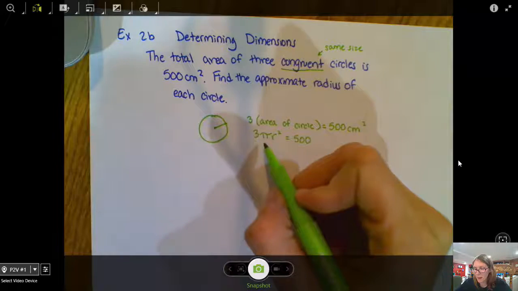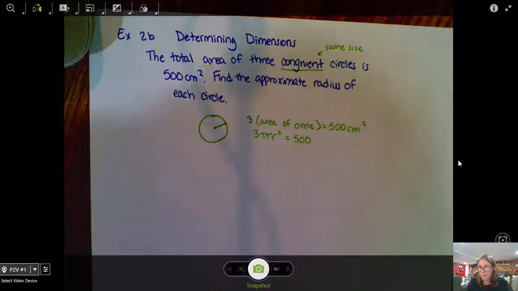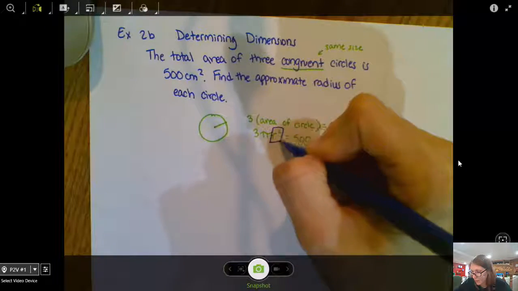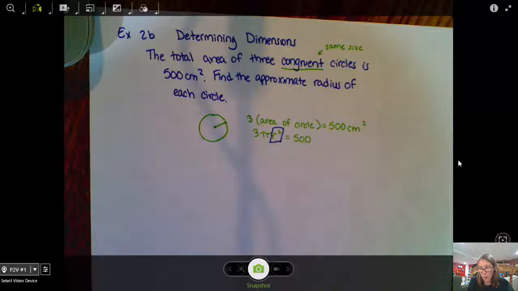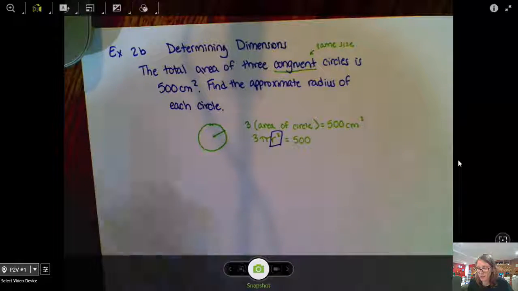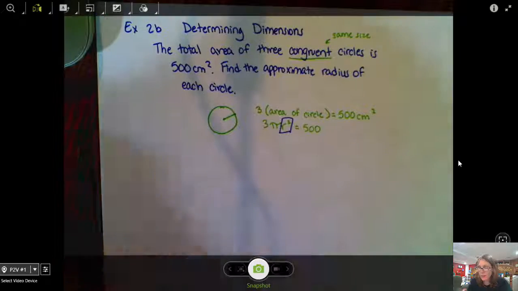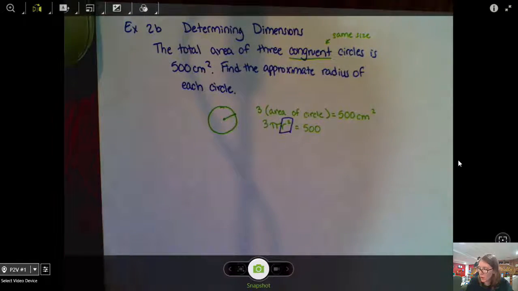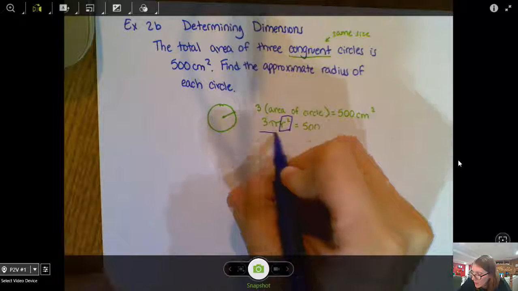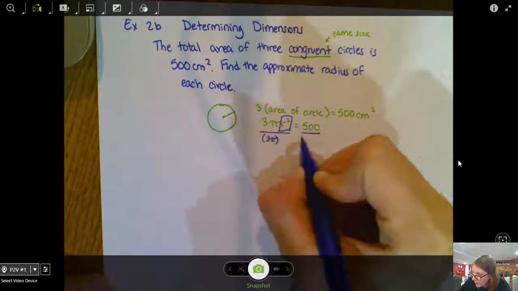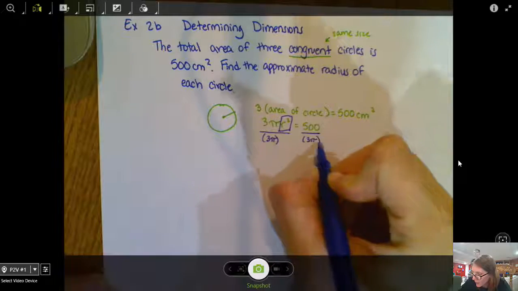I have my 3, I have my pi, I have my r squared. I want to find what r is, so I need to get this by itself. And 3 and pi are both numbers. And I know sometimes it's really easy to forget that pi is actually a number, but it is. So I'm going to start off by dividing both sides of my equation by 3 pi. Divide by 3 pi.